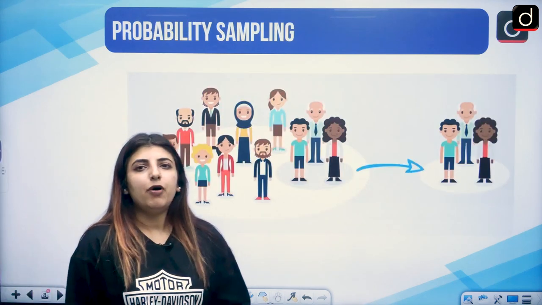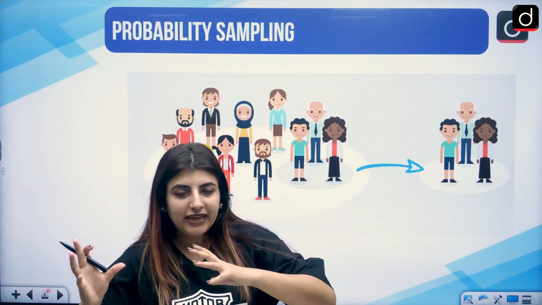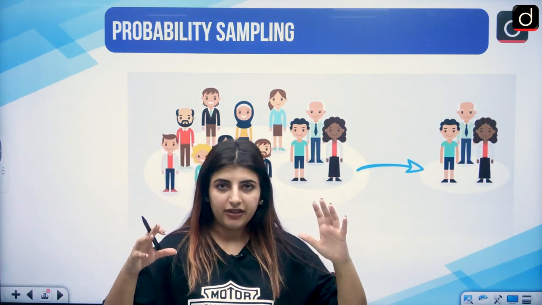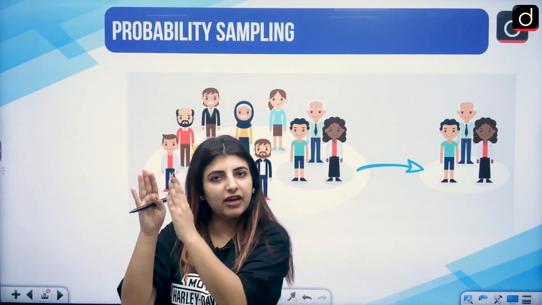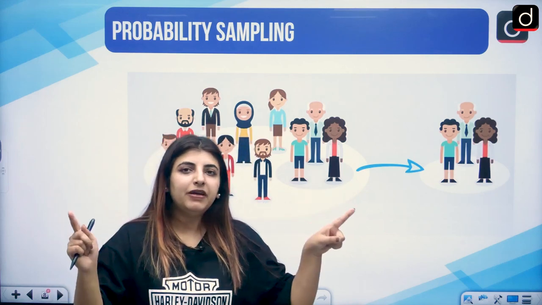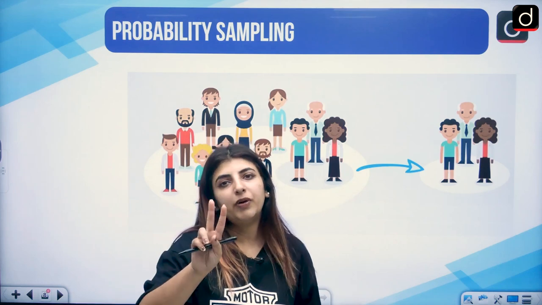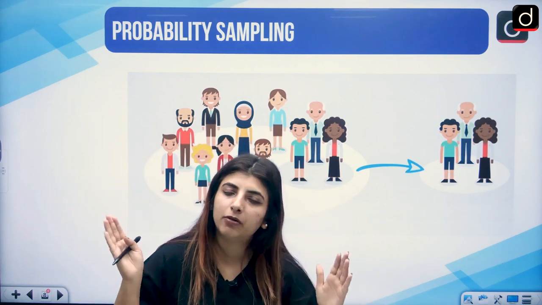Now we have the first type, probability techniques, and non-probability, right? So there are subtypes in between. If we talk about probability, there are four subtypes. So sampling techniques are further divided into two parts, probability and non-probability.